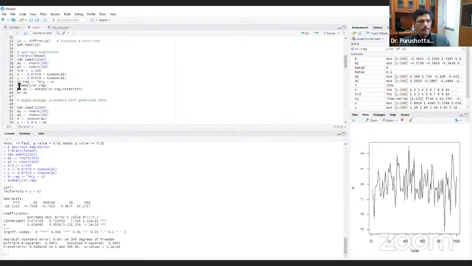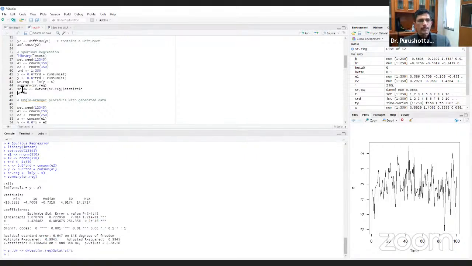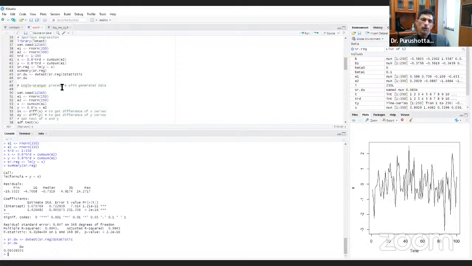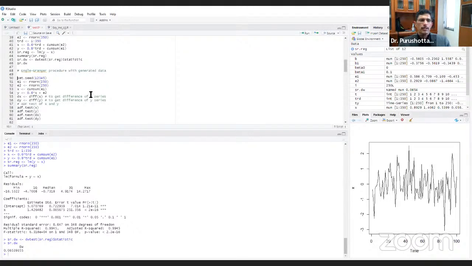We'll see the results. The results show that the coefficient for X is 1.42, though it should be 0, because these are unrelated. It is highly significant. Then see R square; R square is close to 1. The Durbin-Watson statistic is almost close to 0. So this shows that there is autocorrelation in the series.